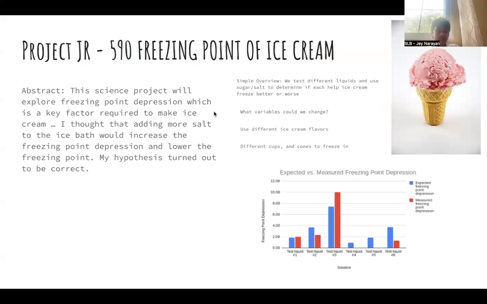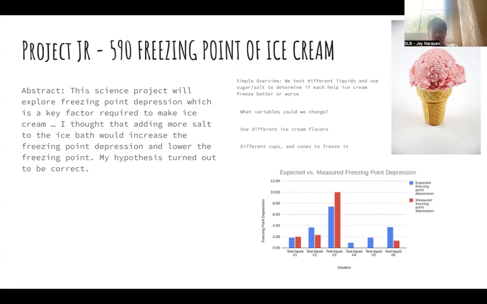So here's another project. It's called JR 590 freezing point of ice cream. In this project, the student added different compounds or measurements of salt and sugar to the ice bath, and they wanted to see how this would change the ice cream, like how it froze. But say we wanted to replicate this project, what are some variables we could change? Well, we could use different ice cream flavors, because different flavors might freeze differently with different amounts of salt or sugar. And depending on the cones and cups you freeze them in or serve them in, it can also affect the freezing points.